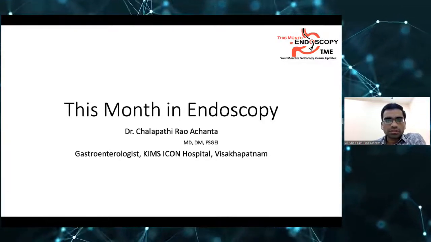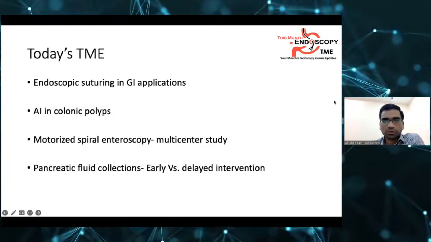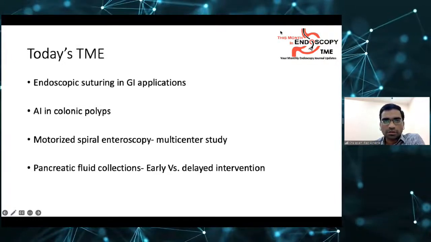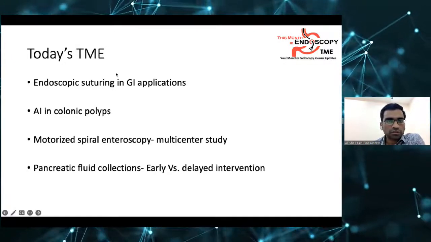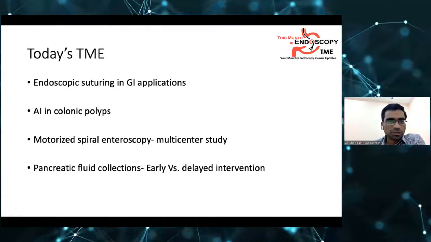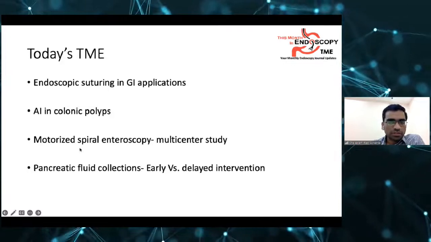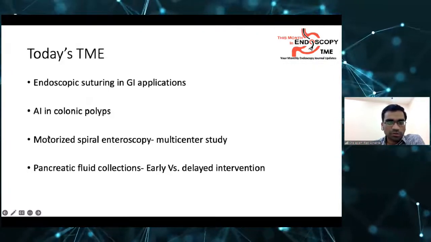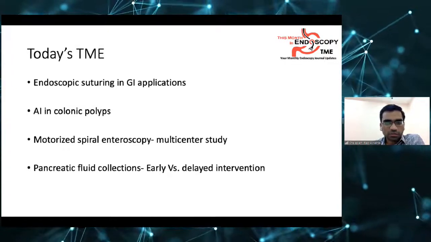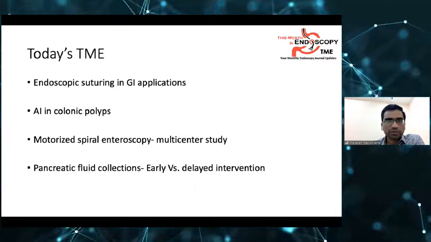So this is the 16th edition of this month in endoscopy, and we are going to discuss 4 important articles that are actually published this month in various journals related to endoscopy. So one is endoscopic suturing in various GI diseases, role of artificial intelligence in colonic polyps, multicenter study with regards to motorized spiral enteroscopy. And the 4th and last article is meta-analysis on the role of early versus delayed interventions in pancreatic fluid collections.